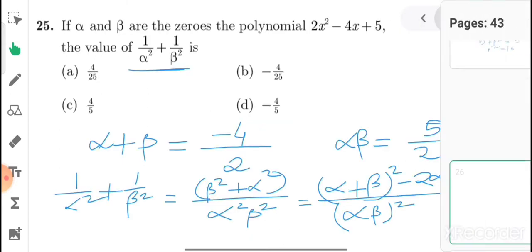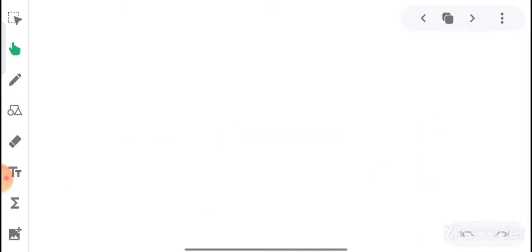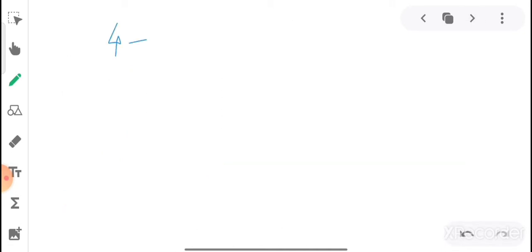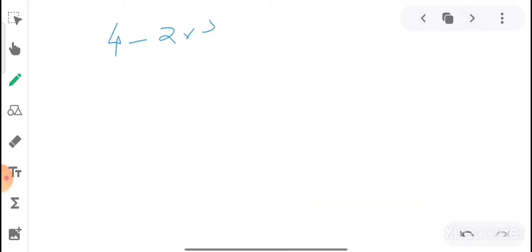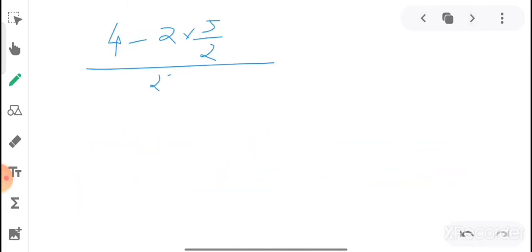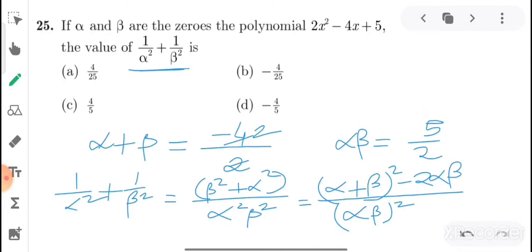Now what will be the value? This will give 2, hence 2 square means 4, minus 2 into 5 by 2, and alpha beta square means 25 by 4, means minus 1 into 4 by 25, that will give minus 4 by 25. This is the answer, minus 4 by 25, B option.